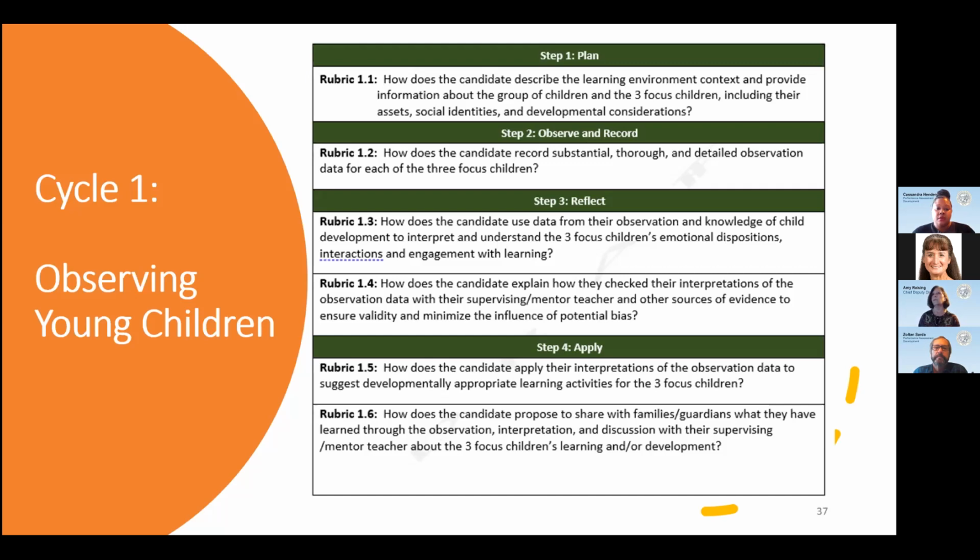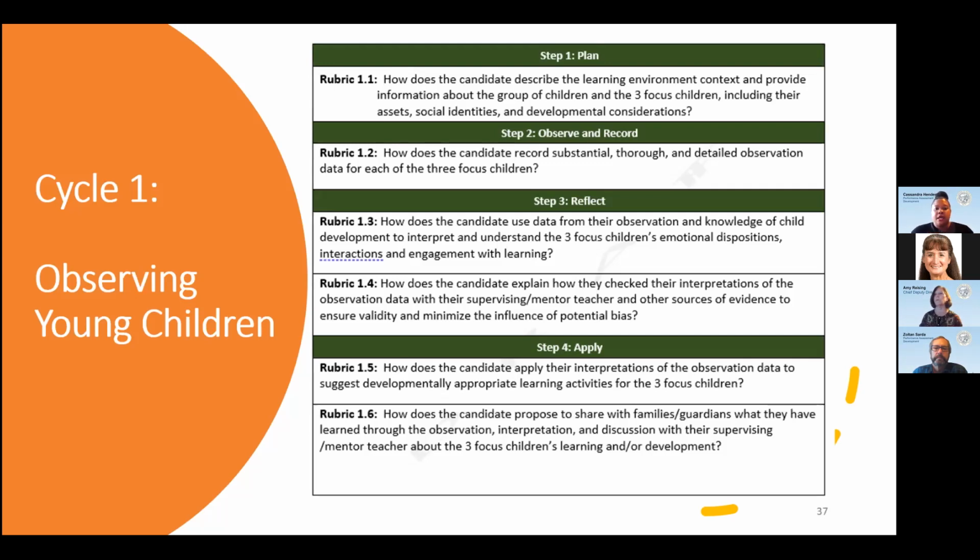Rubric 1.3, how does the candidate use data from their observation and knowledge of child development to interpret and understand the 3 focused children's emotional dispositions, interactions, and engagement with learning? And rubric 1.4, how does the candidate explain how they checked their interpretations of the observation data with their supervising mentor teacher and other sources of evidence to ensure validity and minimize the influence of potential bias?